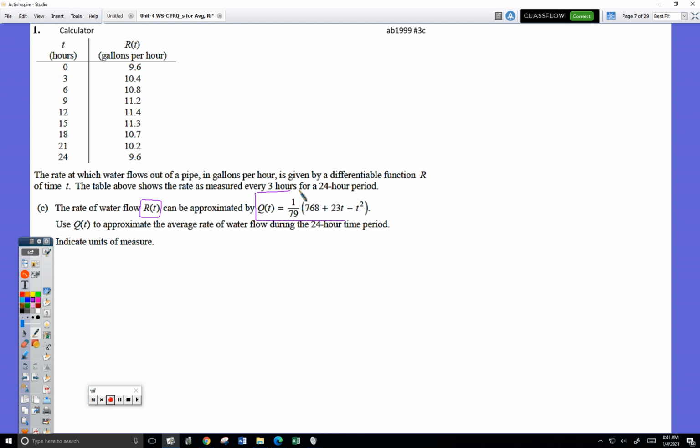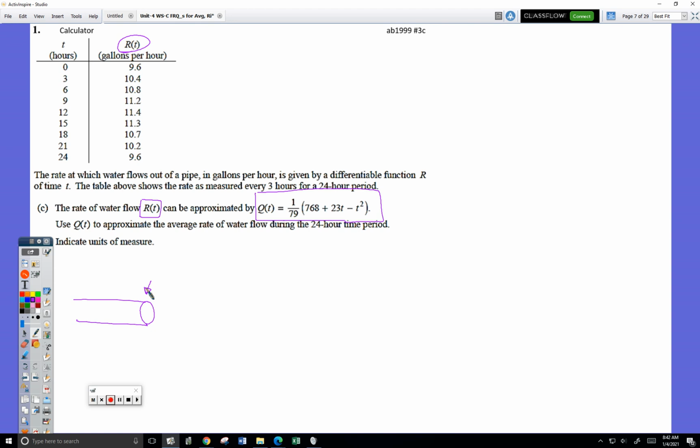This is extremely common on the AP test every year, to give a situation where they give you a table. The table represents recorded values. You have to imagine that you actually have a pipe somewhere. There's a flow meter on the pipe right here. And every 3 hours, someone writes down the flow. That's what you're seeing in the table, what somebody recorded every 3 hours.